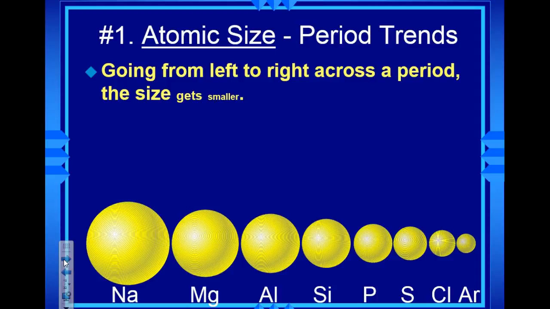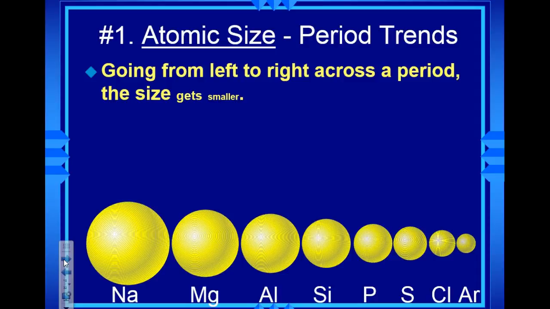Looking across here, sodium, magnesium, aluminum, silicon, phosphorus, sulfur, chlorine, and argon. What is happening to the size? It's getting smaller. Why do you think atoms would be getting smaller as it goes across a row or a period? Spencer? The nuclear charge is increasing.